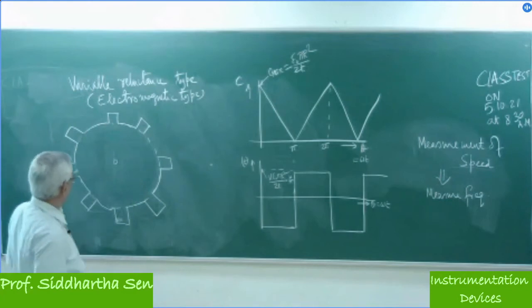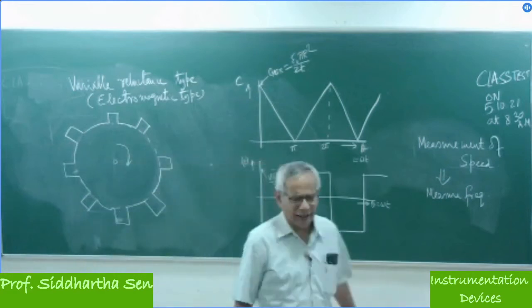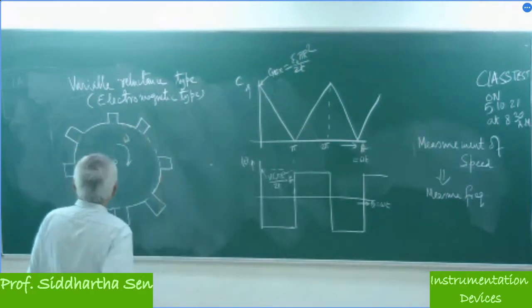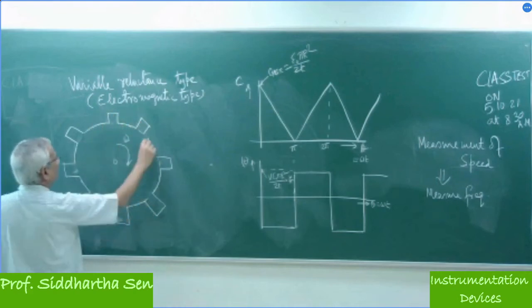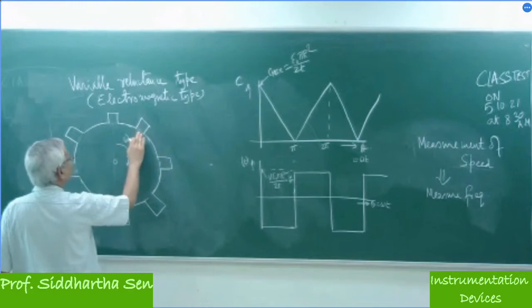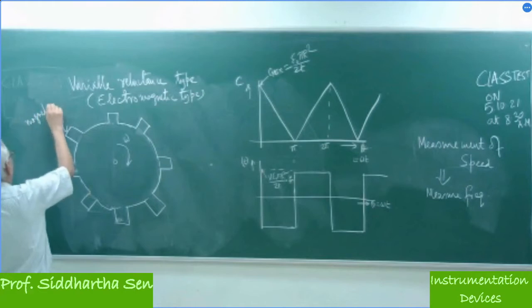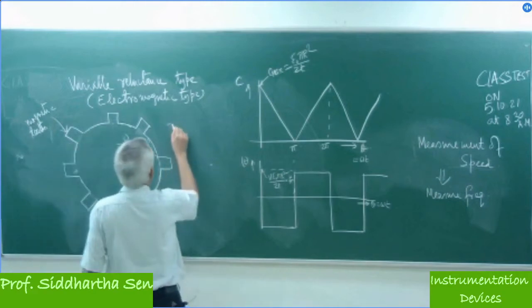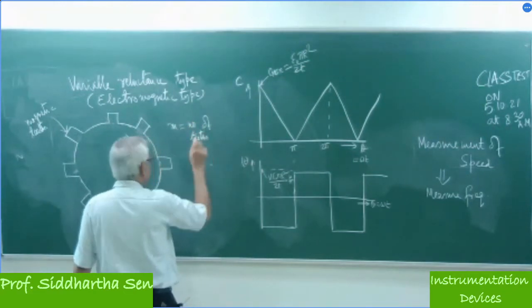We have a wheel which is rotated at an angular speed omega. This wheel has some elevated teeth, which are of magnetic material. M is the number of teeth.